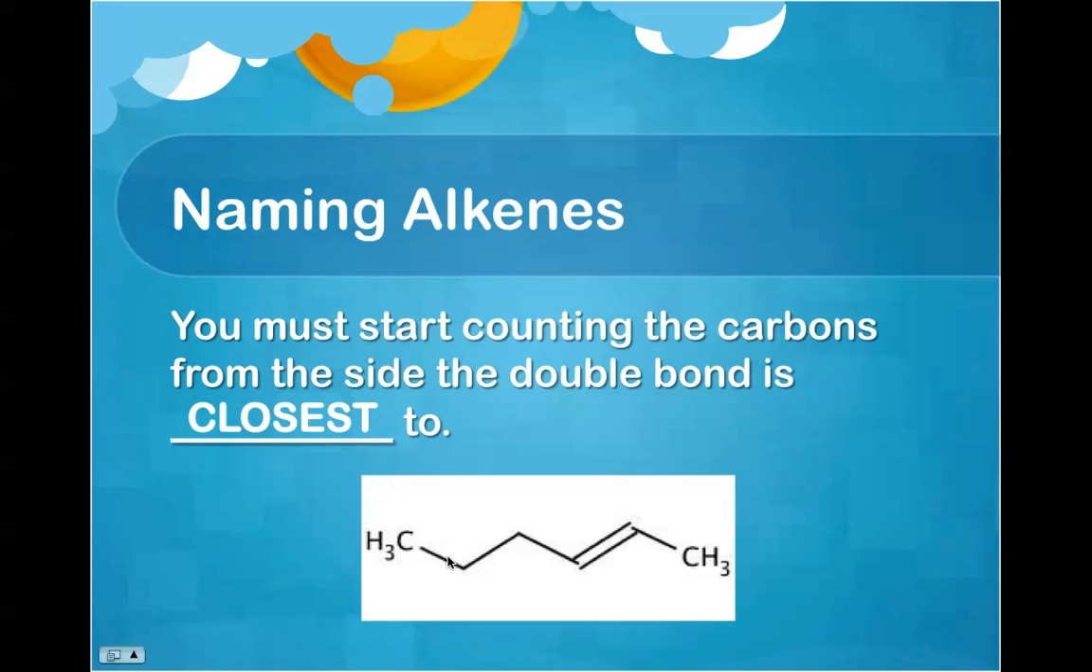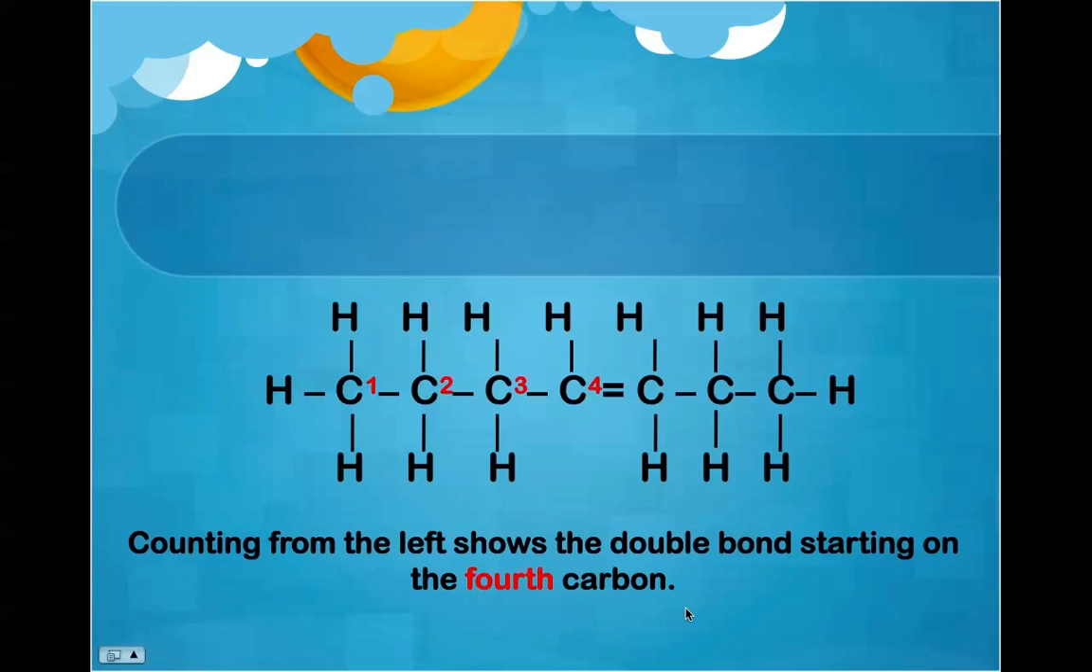So here, this is a skeletal structure of this compound. Each of the corners represents a carbon. When I count, the double bond is closest to my right end, so I'm going to start there and place a 2 on our double bond. And then we would number the rest of the way. Again, I'll point that out in a couple of these examples.